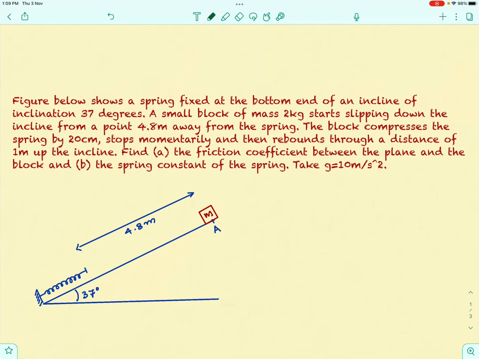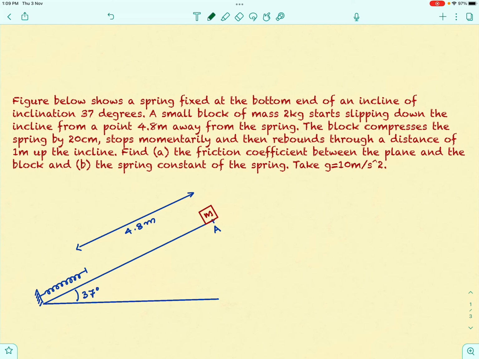Hello students, so the question here says: the figure below shows a spring fixed at the bottom end of an incline of inclination 37 degrees. A small block of mass 2 kg starts slipping down the incline from a point 4.8 meters away from the spring. The block compresses the spring by 20 centimeters, stops momentarily and then rebounds through a distance of 1 meter up the incline. Find number 1, the friction coefficient between the plane and the block, and number 2, the spring constant of the spring.